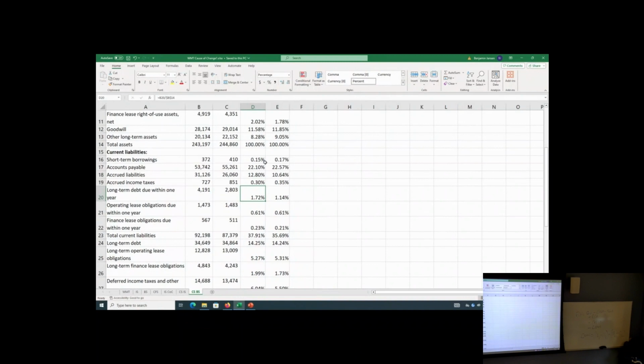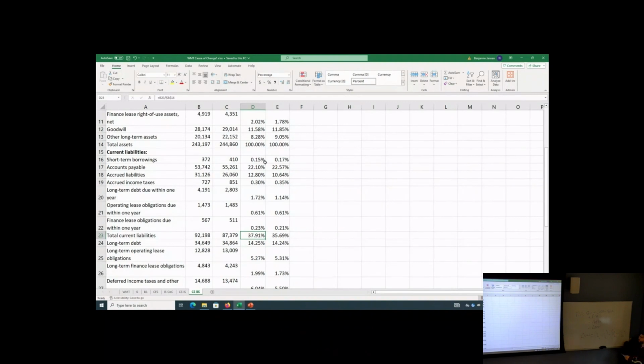Then we have the current portions of long-term debt, right? Long-term debt due within 1 year. So as companies issue bonds, this is going to be reflective of the costs that are going to be incurred early on. And now we have operating lease obligations. So again, paying off leases. That brings us to our total current liabilities.